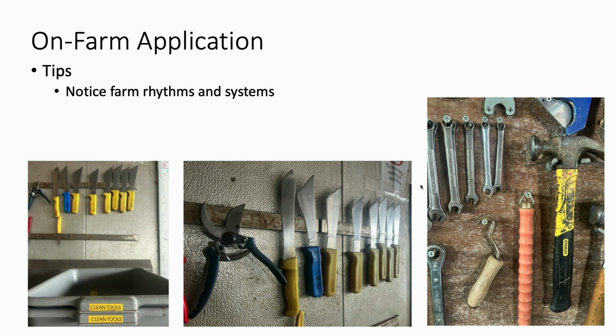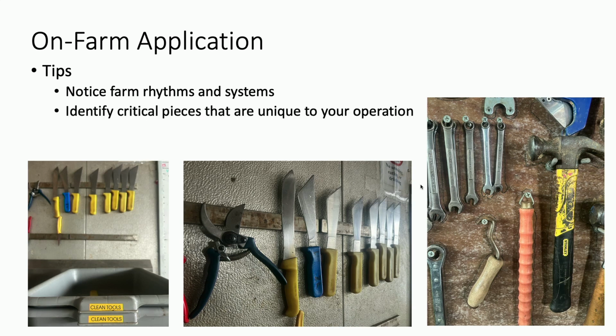So first thing is, notice your farm rhythms and your systems. What are the things that everyone on the farm does on a regular basis, routine? How do you notice those things, take advantage of those things, pay attention, train those into your new employees? And then identifying critical pieces that might be unique to your operation. So you might read my manual that I wrote and think, this doesn't really apply to me, but what is it that you do instead that you would need to train somebody? So thinking through what equipment or what process is unique to your system that you do need to explain to somebody when they come in.